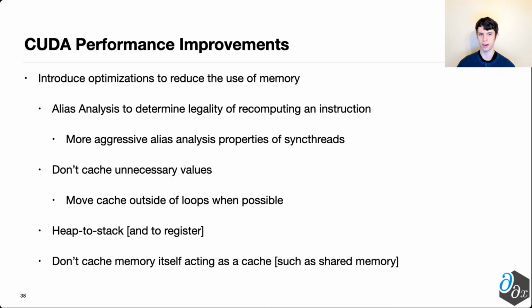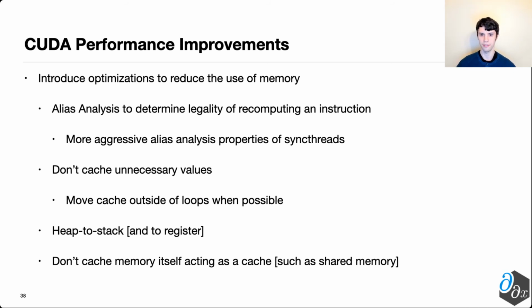A couple of other optimizations that we illustrate here include being able to do heap to stack, that's to say, take heap allocations, turn them into stack allocations, and if we can, bring them down to registers for the GPU especially. Very helpful. And then the last of these optimizations that we'll talk about here is especially important for GPU code, which is to say, don't cache memory which is itself acting as a cache for other memory. Now, this happens to occur a lot in GPU code because of the use of shared memory.